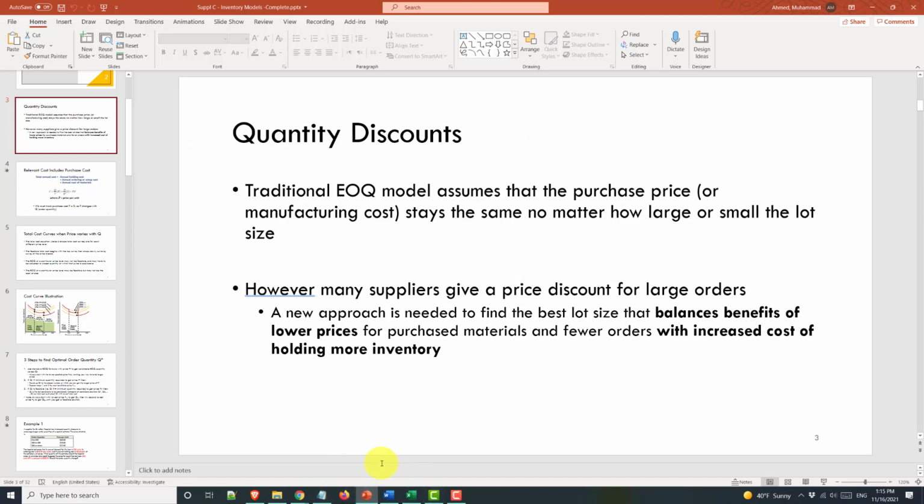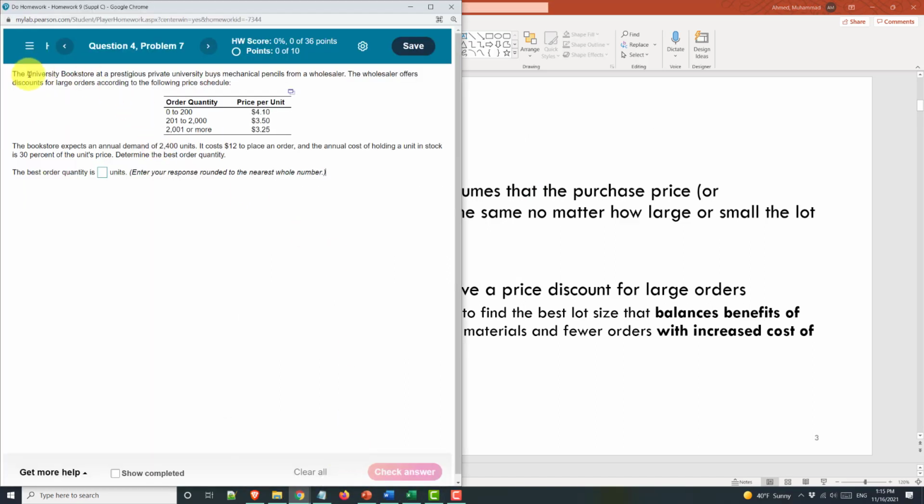So first up, we have to identify which problem it is. If you read this problem, we have a university bookstore and we buy mechanical pencils. We get different quantity discounts. If you buy a small quantity, you pay $4.10. If you buy medium quantity, you pay $3.50. If you buy a large quantity, 2001 or more, you pay the reduced price of $3.25. So this is obviously a quantity discount question.